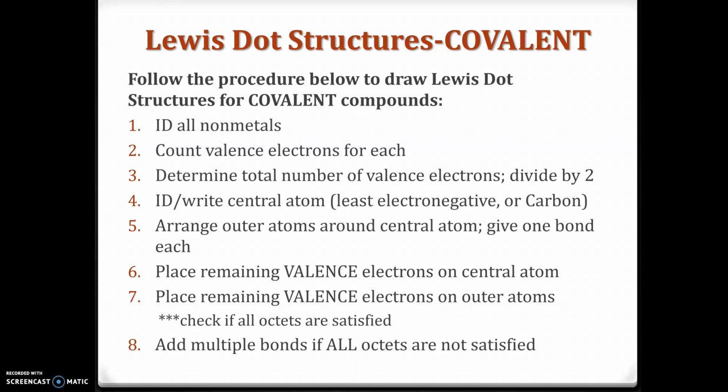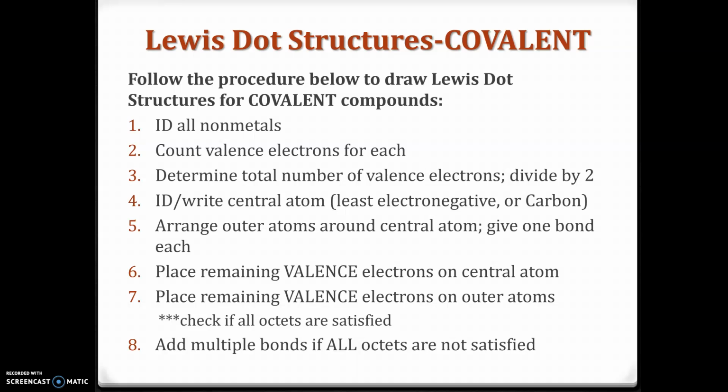So what I want you to notice here is that we always work with the central atom first and then move out from there with bonding and setting it up. And then we come back again to the central atom, worry about its valence electrons, and then move our way out again to the outer atoms.